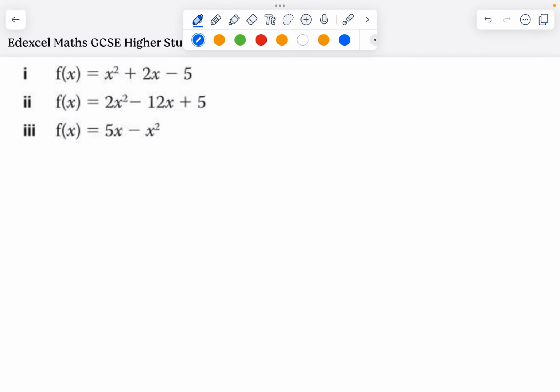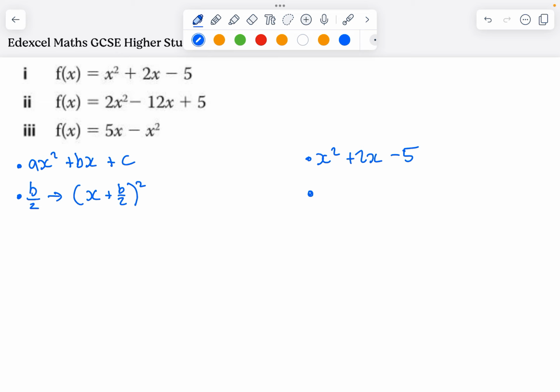Okay, so here's a couple of examples of completing the square. So let's do the first one. So first thing, I've got my equation ax squared plus bx plus c. So I'm going to take half of b and I'm going to put it into a bracket with x and square it. So I've got x squared plus 2x minus 5.